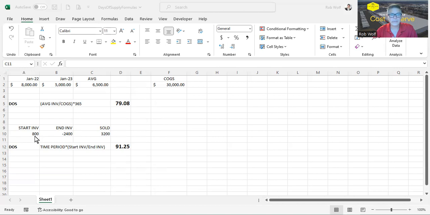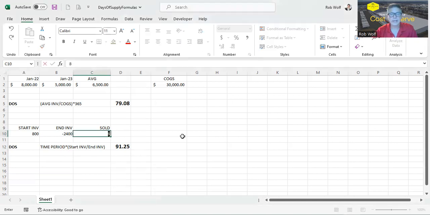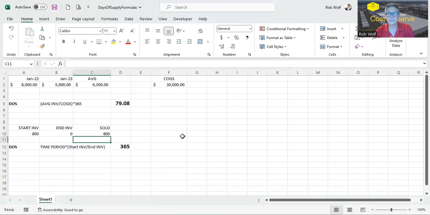So we've got a starting point of inventory of 800. We ended at negative 2,400, which basically means we went through the inventory 4 times in a year, and we multiplied it by the time period, which in this case was a year. Obviously, if we went through it 4 times, it'd be a quarter of a year, which is 90 days. Everyone understand that, right? Let's make it more simple. Let's say we went through the exact amount of inventory at the end of the year. See, it comes out to 365 days of supply. So that's where this formula gets plugged in, and we incorporate that for costtoserve.net.